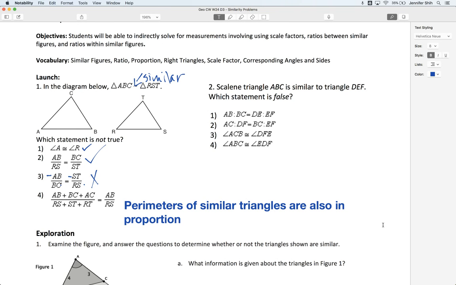The areas are not in proportion. They are scaled by a squared factor. We've talked about that previously, but perimeters of similar triangles also have the same scale factor. So that is true. That's what this means.